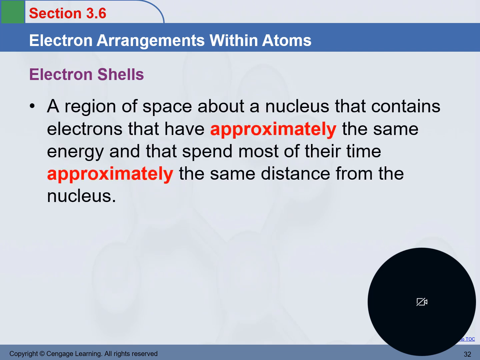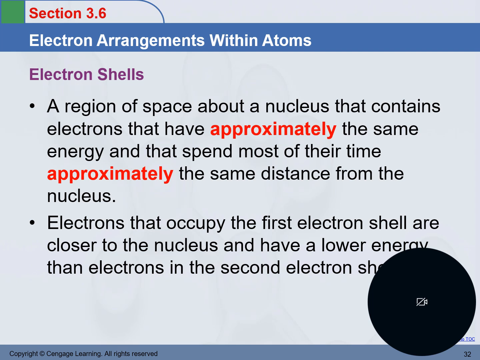So an electron shell is a region of space around the nucleus that contains electrons that have approximately the same energy and spend most of their time at the same basic distance from the nucleus. Electrons that occupy the first energy shell are closer to the nucleus and have lower energy than those in the second, third, or fourth shell.